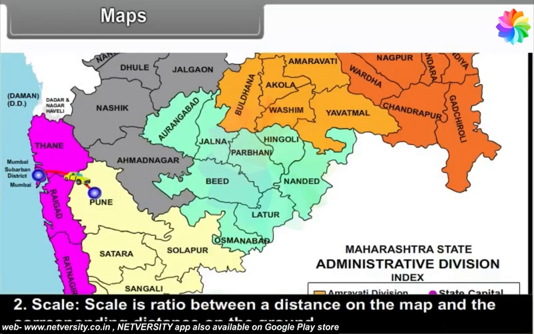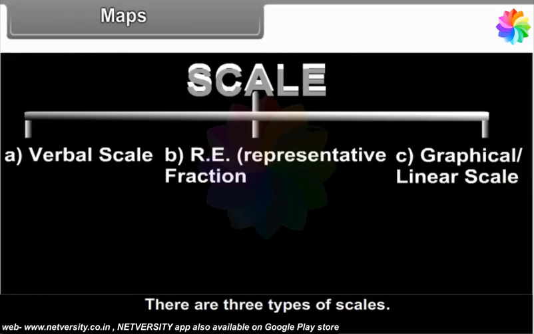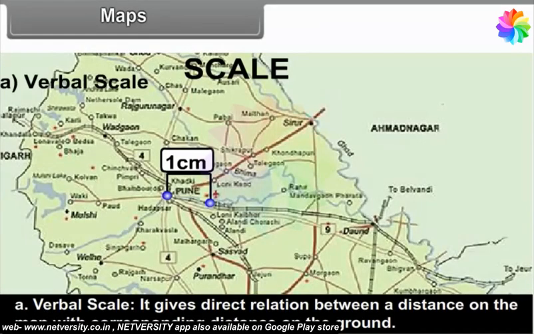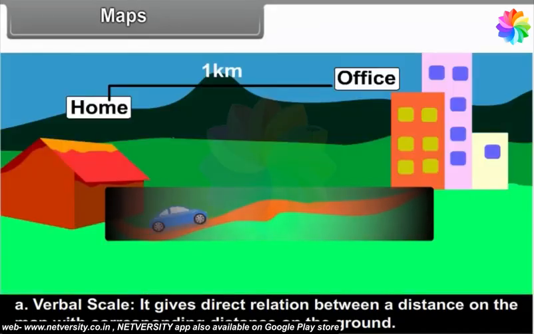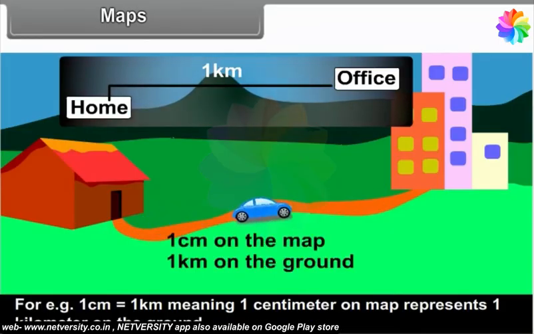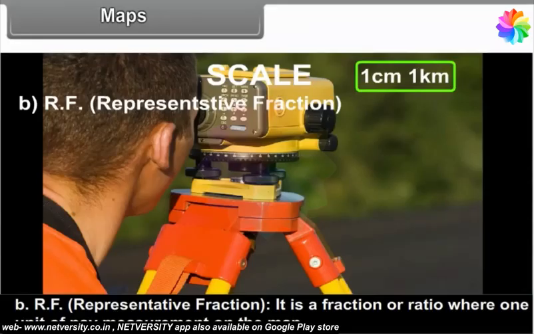Scale. Scale is a ratio between a distance on the map and the corresponding distance on the ground. There are 3 types of scales. A. Verbal scale. It gives a direct relation between a distance on the map and the corresponding distance on the ground. For example, 1 centimeter is equal to 1 kilometer, meaning 1 centimeter on the map represents 1 kilometer on the ground. B. RF, representative fraction.